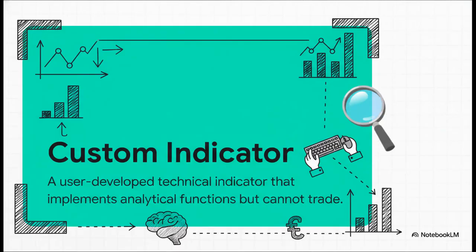A custom indicator, though, is the analyst. It crunches all the numbers and draws things on your chart, lines, arrows, you name it. But here's the key. It can't place trades. Its job is just to provide signals and information. An expert advisor can then read that information from your indicator to make its decisions. So if the indicator is the brain, the EA is the hands.